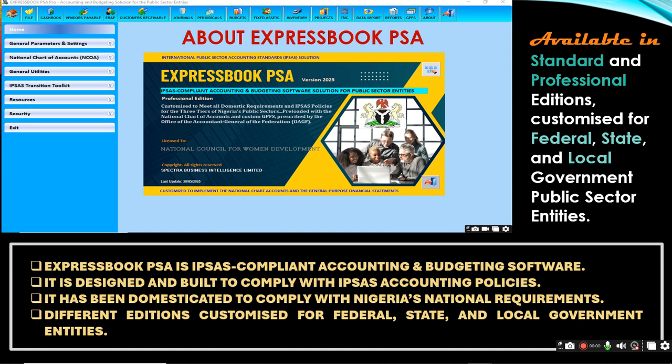It is fully customized to implement IPSAS in Nigeria. It's available in standard and professional editions. Each of these editions is customized to meet the requirements of federal, state, and local government public sector entities. And we have painstakingly deployed the software in a few MDAs and public sector entities.